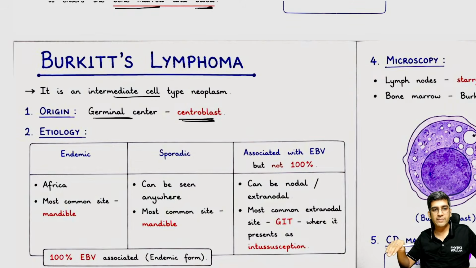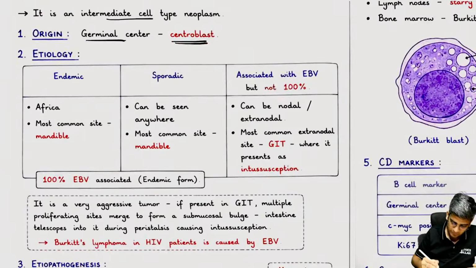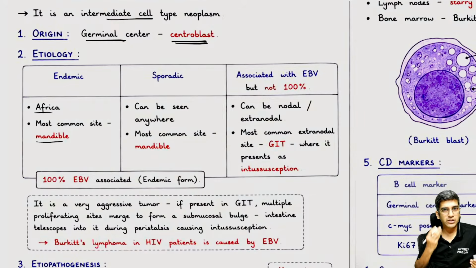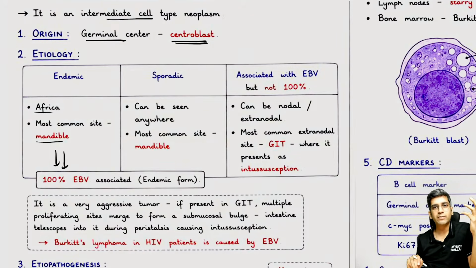Before going to the pathogenesis, we divide the etiological group into two. We call them endemic Burkitt and we call them sporadic Burkitt, right? Endemic Burkitt was seen mostly in Africa, and the most common site is your mandible, the jaw, right? Endemic Burkitt is 100% associated with your Epstein-Barr virus, because in Africa the virus is so endemic, almost everyone will have the Epstein-Barr virus infection. So with Burkitt or without Burkitt, the prevalence is very, very high, right?